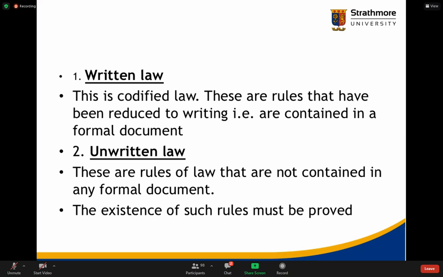But it does not mean that if they are written, they have to be in a formal document. If they're written in a book, it is not a formal statutory document. So even though they're written in a book, we still classify them under unwritten sources because of the lack of a legal instrument in which they are codified. But written law is contained in a formal legal instrument known as a statute or a constitution.